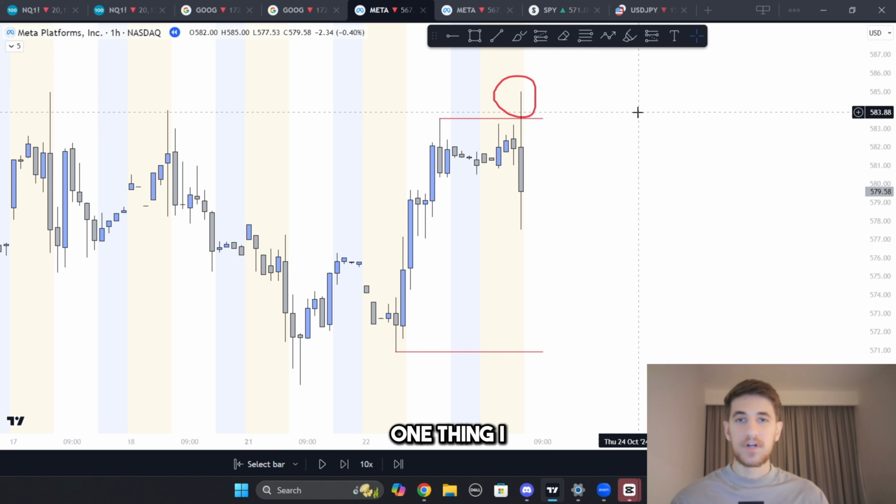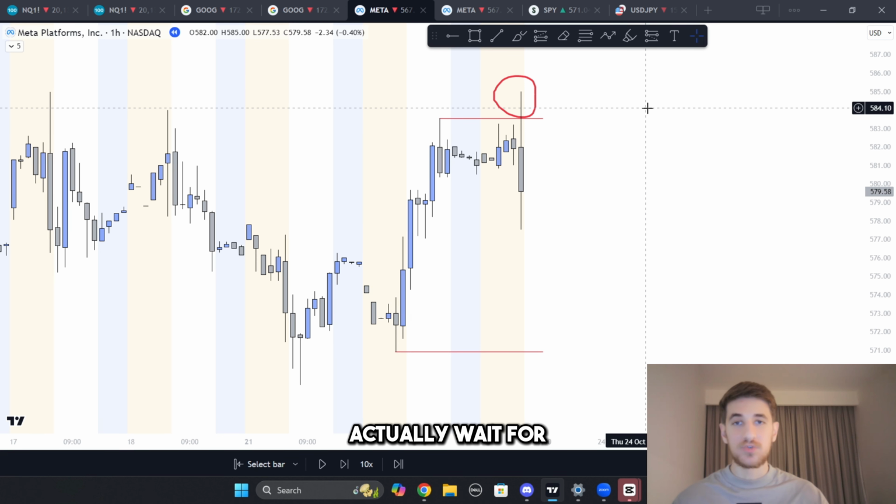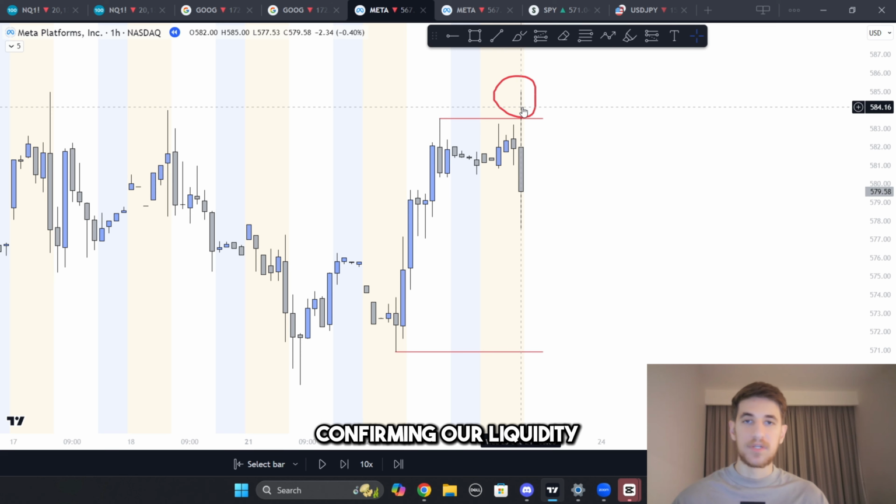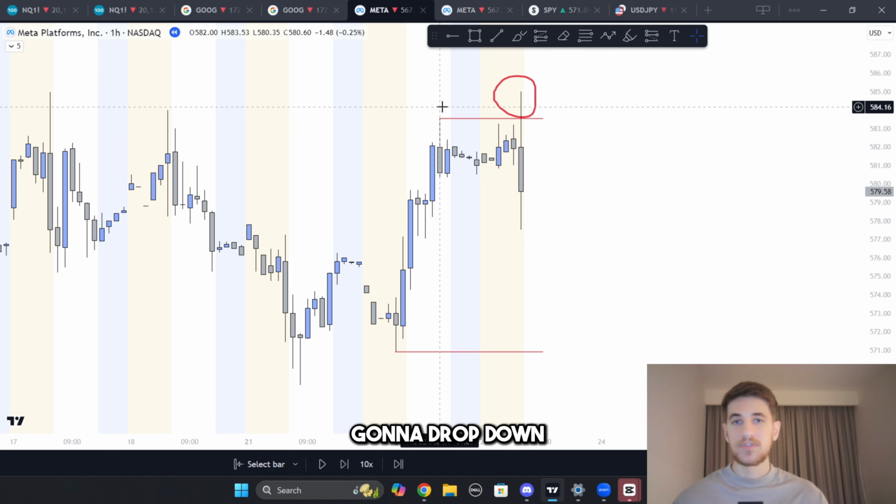Now there is one thing I forgot to mention. You need to make sure that the candle actually closes before you can call it a liquidity sweep. So we're not going to be calling it a liquidity sweep mid candle. We need to actually wait for that 1-hour candle to close, and then we can call it a liquidity sweep. So again, the 1-hour candle closes, confirming our liquidity sweep, and now we're going to drop down to the lower time frame and look for an entry model to take a trade on.